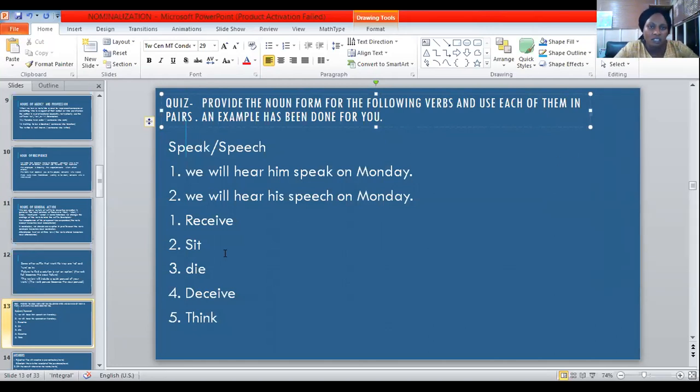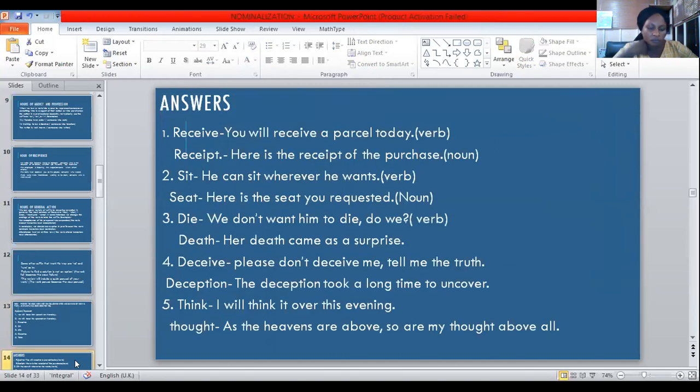Now let's look at the answers to this exercise. Look at the answer. The first one, receive. That's the verb form. You will receive a parcel today. You can mark yourself to see how correct you are. Of course, it may not be the same sentence, but at least it is used in the same format. Now, the noun form, receipt.